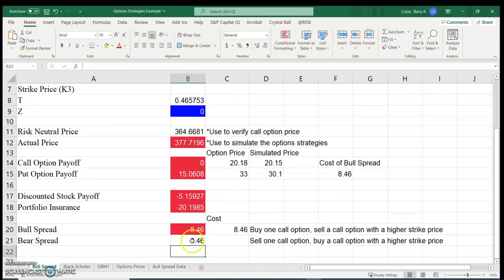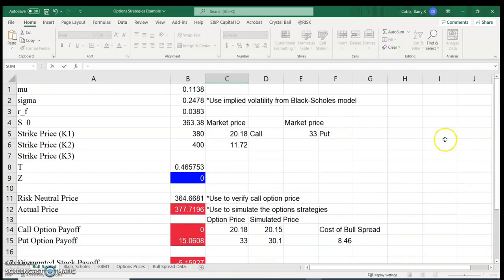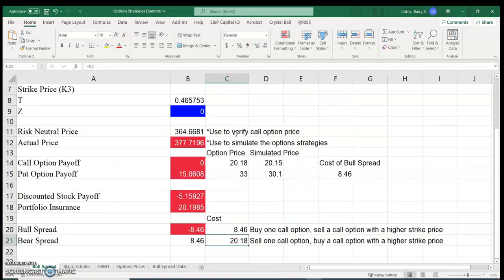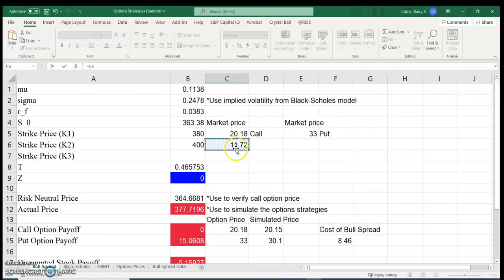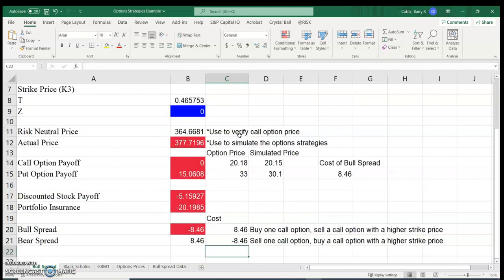And so what you see here is that the formula looks exactly the opposite of the bull spread. And I'll put under here the cost of the option. In this case, we're buying the 11.72 option and selling the 20.18 option. So the cost actually is the difference between the two options. The net cost is actually that we receive $8.46.